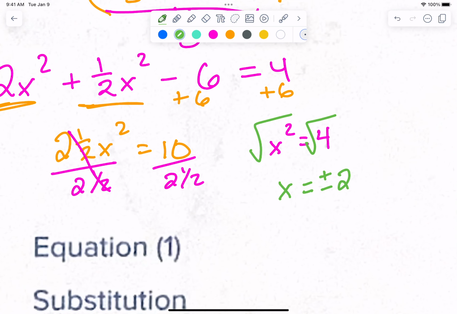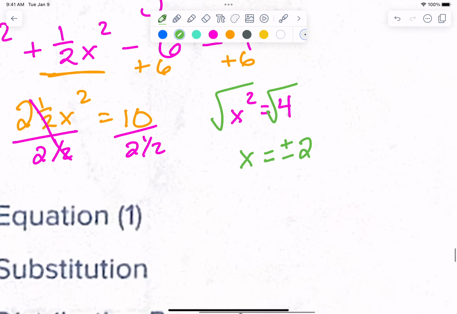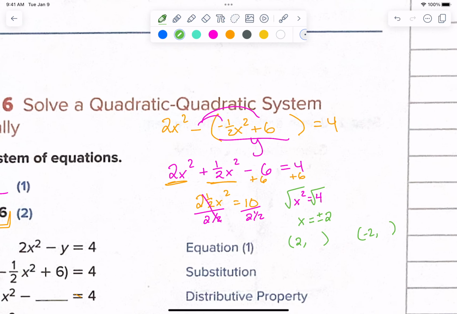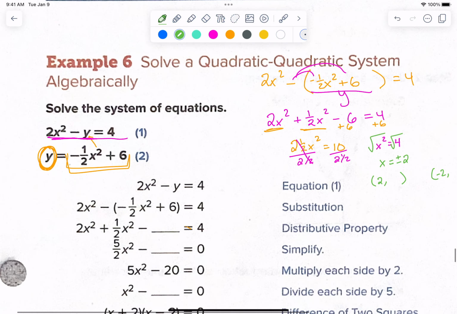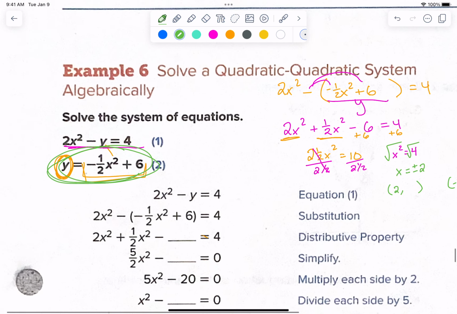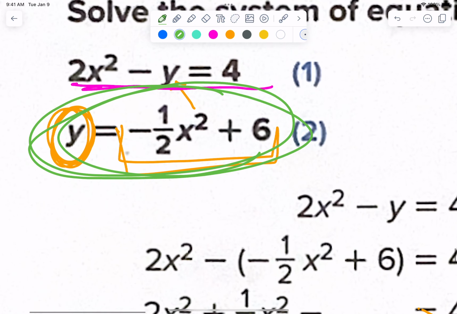You remember, from completing the square or from the quadratic formula, we have to have plus and minus, right? Okay. So in one of my answers, I have 2 comma something, and in the other answer, I have negative 2 comma something. We have to figure out what the y coordinate is. Let's go to this guy right here.